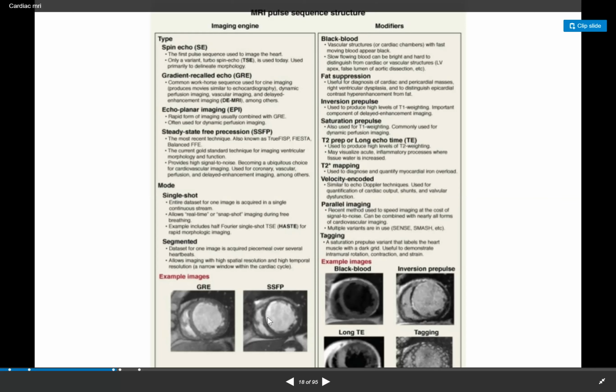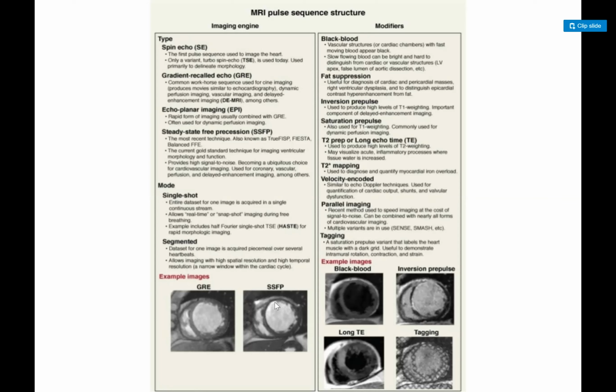GRE is a gradient echo, SSFP is the other image. Gradient echo does not give you very crisp imaging, but SSFP gives you very crisp imaging of the myocardium, and you can estimate the EF on it. So SSFP is mainly used for EF assessment, motion, wall motion abnormalities, and things like that.